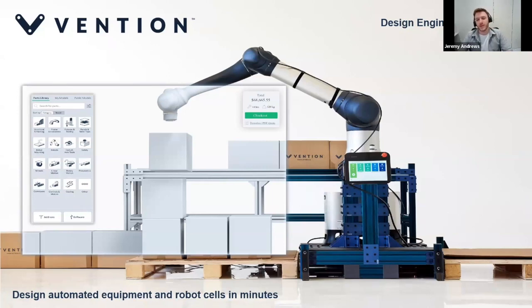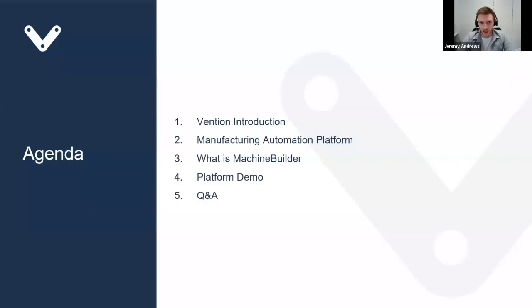Now, throughout the rest of this presentation, I will be covering primarily a little bit about what Vention is, who we are, what we do, as well as the design software Machine Builder. So for a quick introduction about what I will be covering: obviously, I'll be covering what Vention is, as well as the Manufacturing Automation Platform, or MAP for short. From there, I'll do a deep dive into Machine Builder, explaining how it is essentially the fastest way to design and order factory equipment. And finally, do a platform demo showcasing Machine Builder. I'll be finishing off, like the other presentations, with a Q&A period if you do have any questions throughout the presentation.